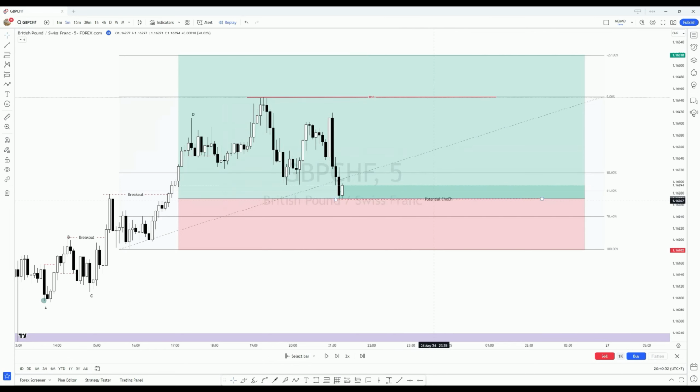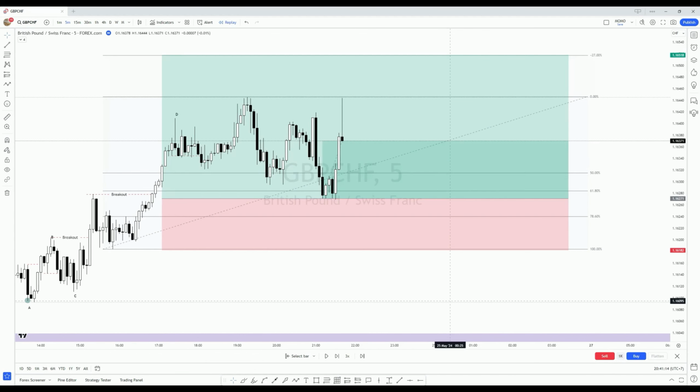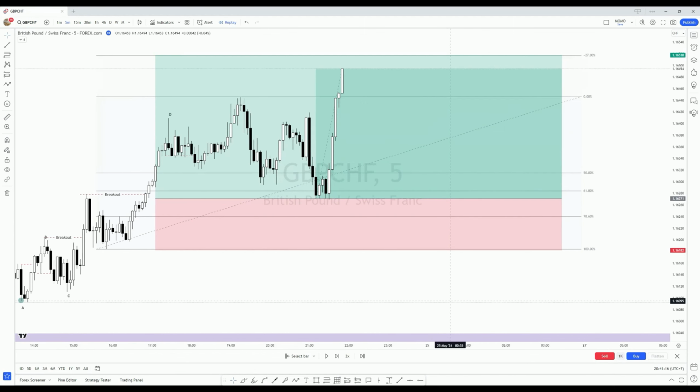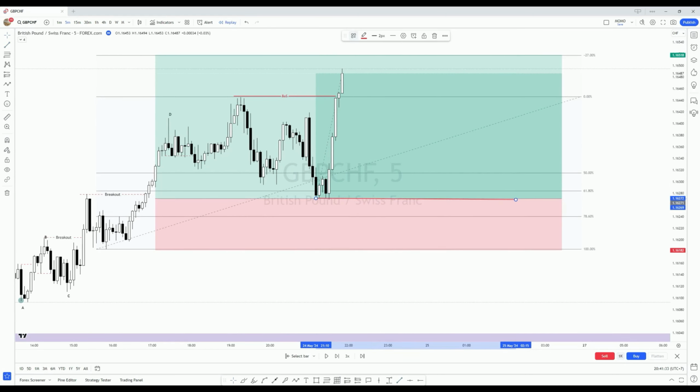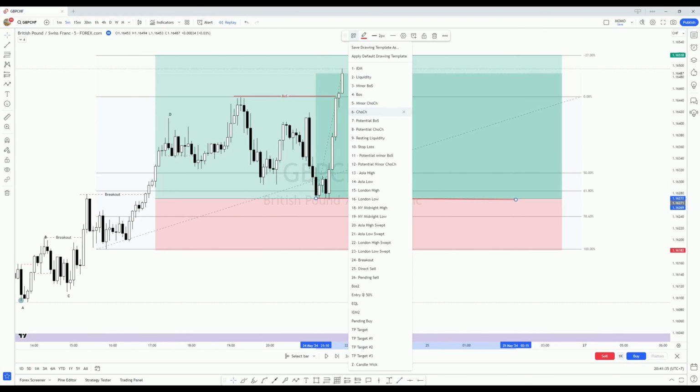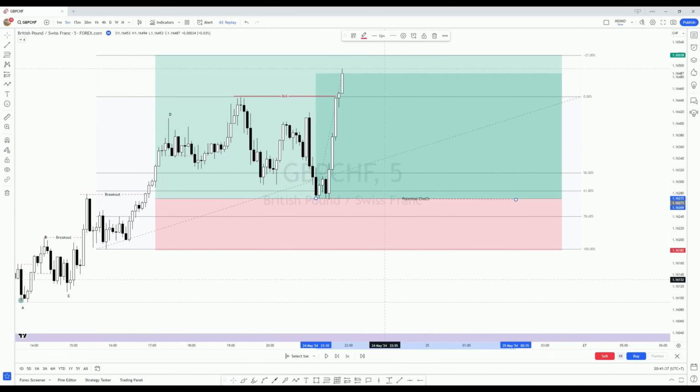Okay, so our first pending buy was not hit. Now this is the second entry. We are aiming for the take profit to be hit and we start making some money. Now the market is moving up. As I said, now I have a break of structure here, confirmed, and also I have a higher low and potential change of character or potential CHoCH.